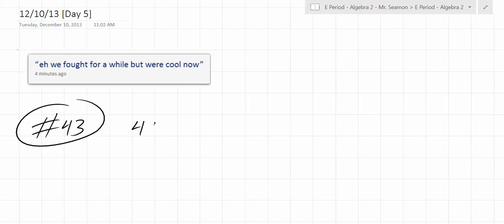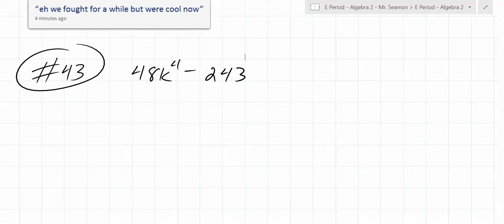48k to the fourth minus 243. Okay, this is a great question. So first of all, you look at it. What's the first thing you notice? It's to the fourth. Okay. What other numbers are striking in this? They're big. Yeah, they are big. That is correct. So you want to try to break these down into something that you could recognize.